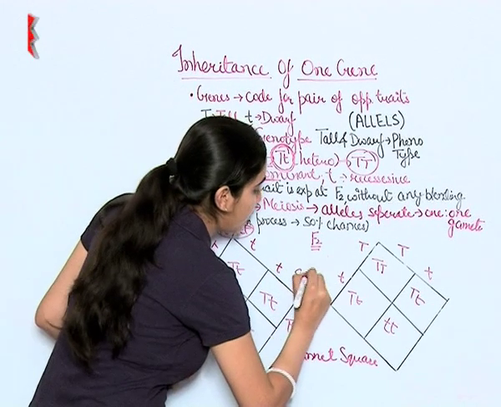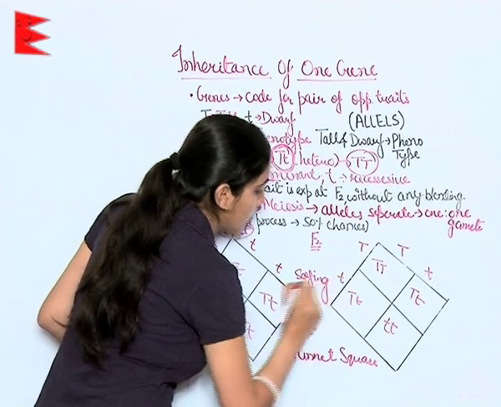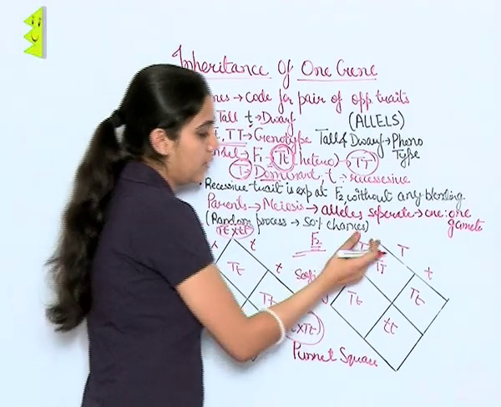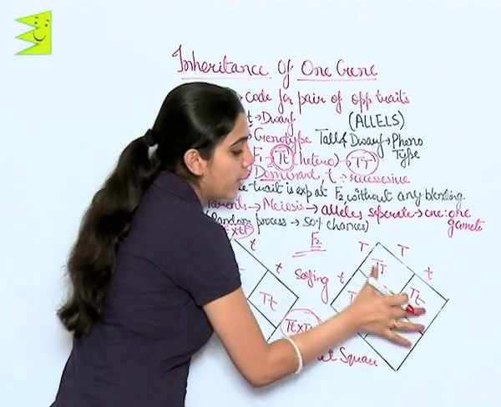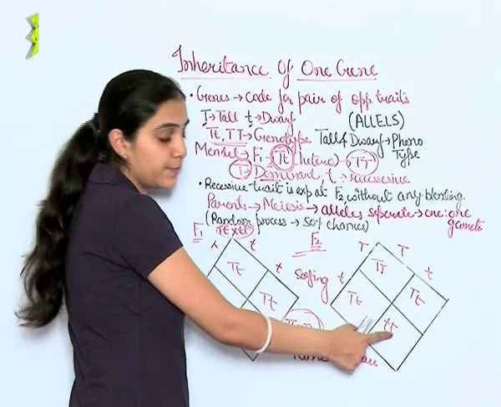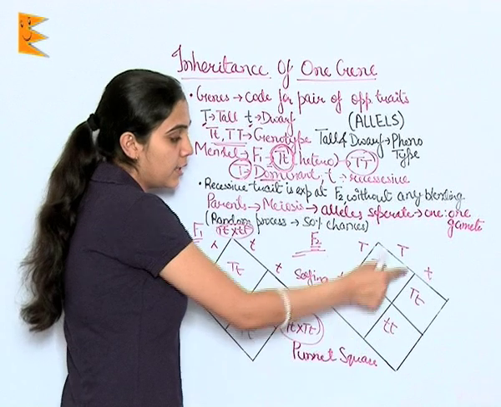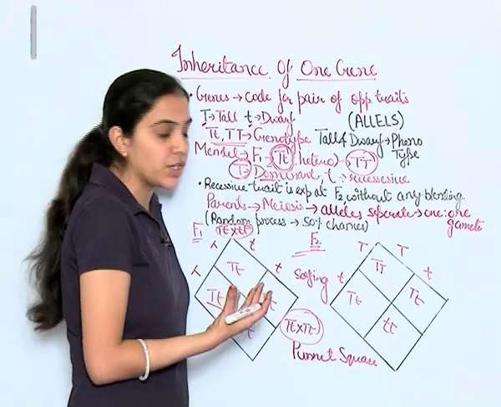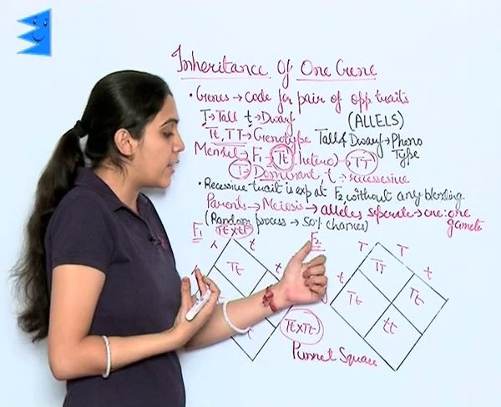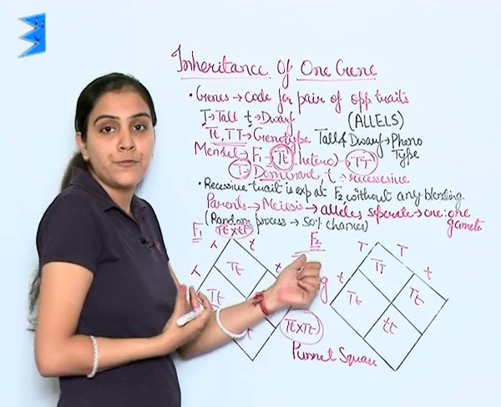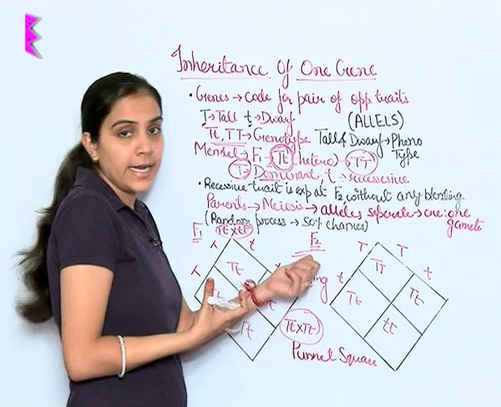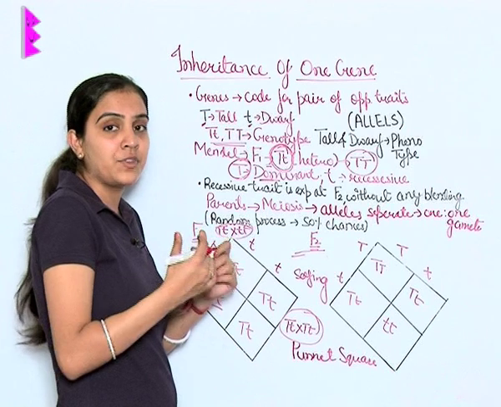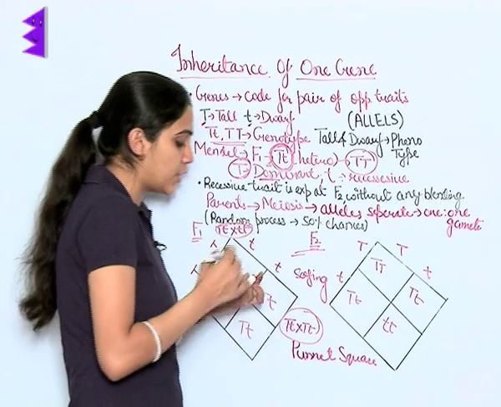When we did selfing here in the F2 generation, these were the gametes. We found that 3 tall and 1 dwarf plant were formed. Here you can see the dwarf plant is homozygous in nature, and it was further seen that when the dwarf plant from F2 is further cultivated, it produced dwarf plants in the F3 as well as F4 generations.